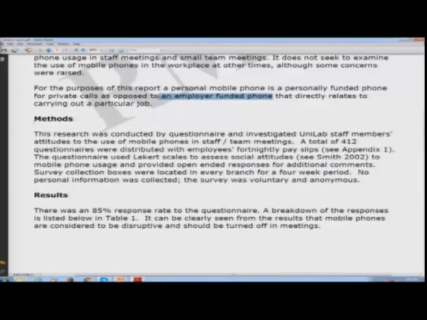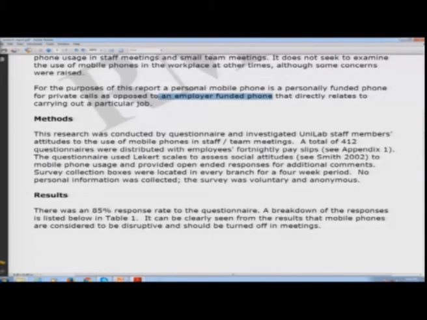Okay. The next section, methods. This research was conducted by questionnaire and investigated Unilab staff members' attitudes to the use of mobile phones in staff team meetings. A total of 412 questionnaires were distributed with employees' fortnight pay slips, see Appendix 1. The questionnaire used Likert scales to assess social attitudes, see Smith 2002, to mobile phone usage and provided open-ended responses for additional comments. Survey collection boxes were located in every branch for a 4-week period.